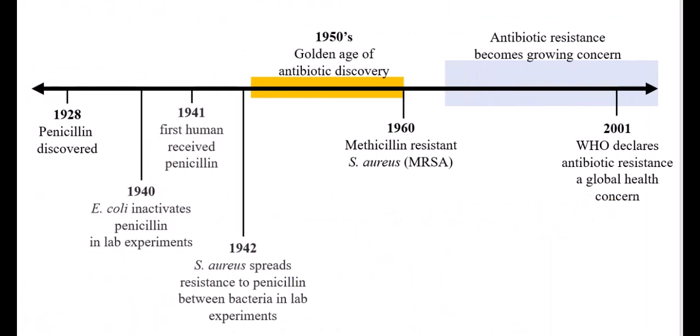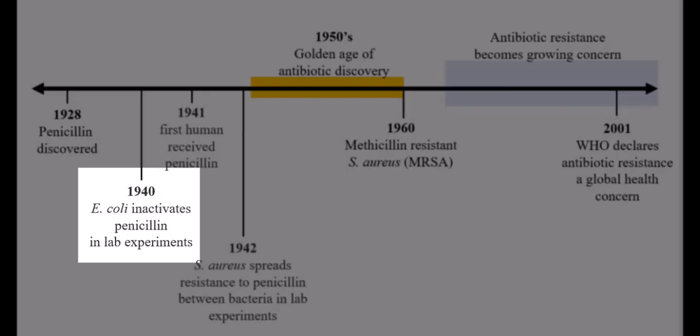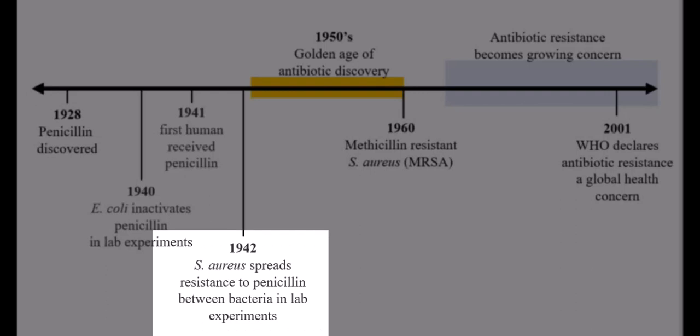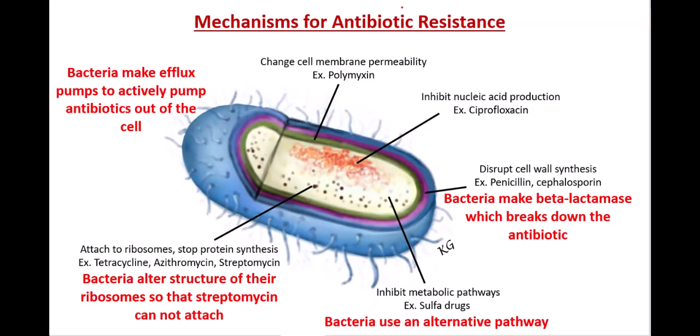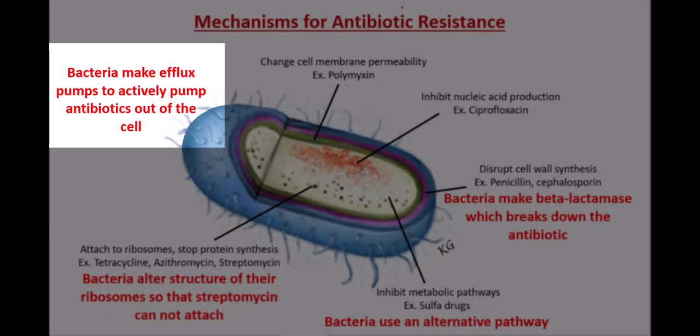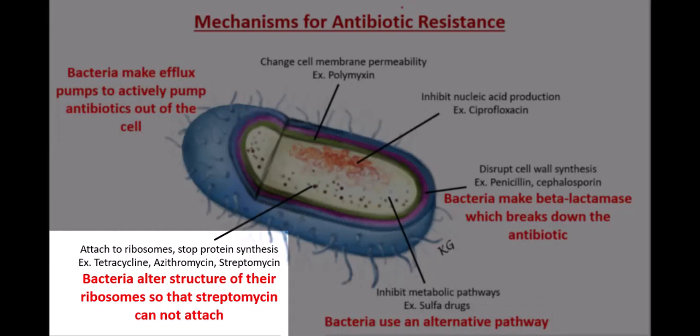In fact, in 1941, the first human received penicillin, but even before that, in 1940, during lab experiments, it was found that E. coli could make an enzyme that effectively inactivated penicillin. And by 1942, it was well established that Staphylococcus aureus seemed to spread the resistance to penicillin from one bacterium to the next. In addition to penicillinase, many other resistance mechanisms, such as antibiotic efflux pumps, altered metabolic pathways, and target modifications, have been identified.